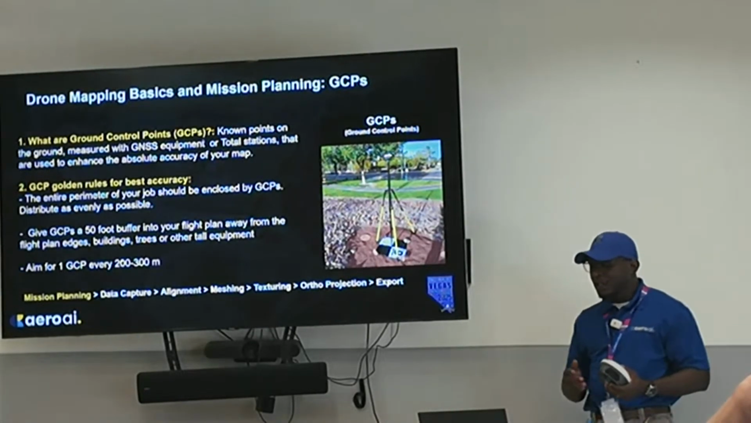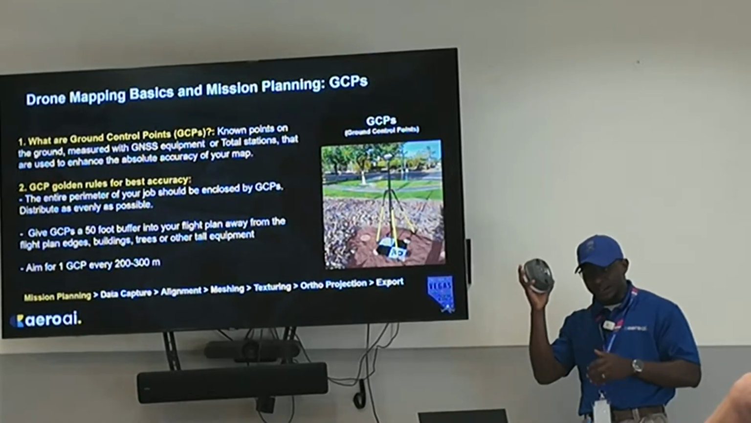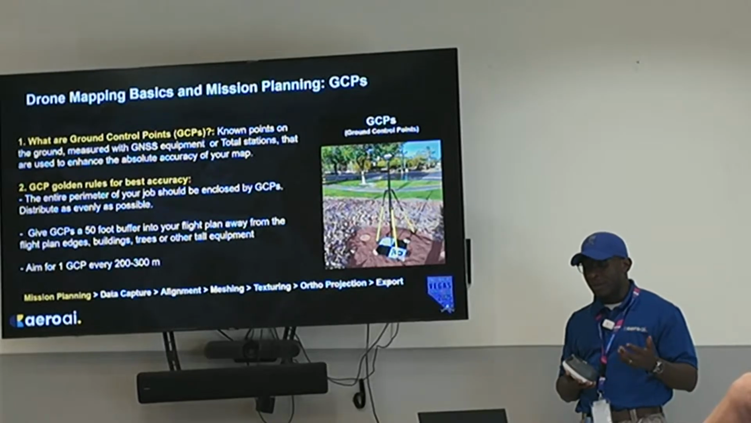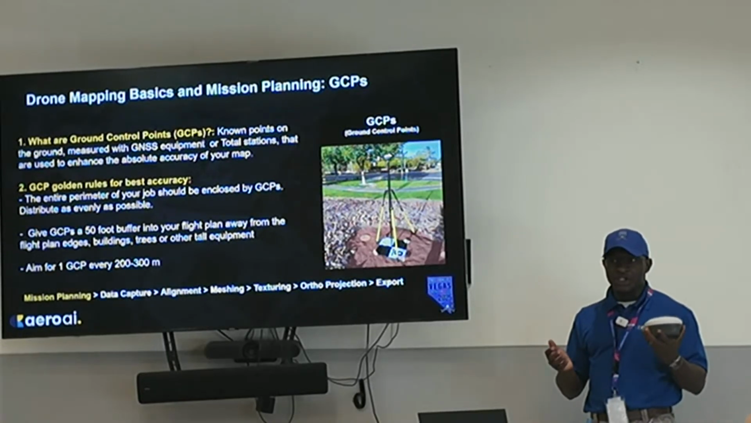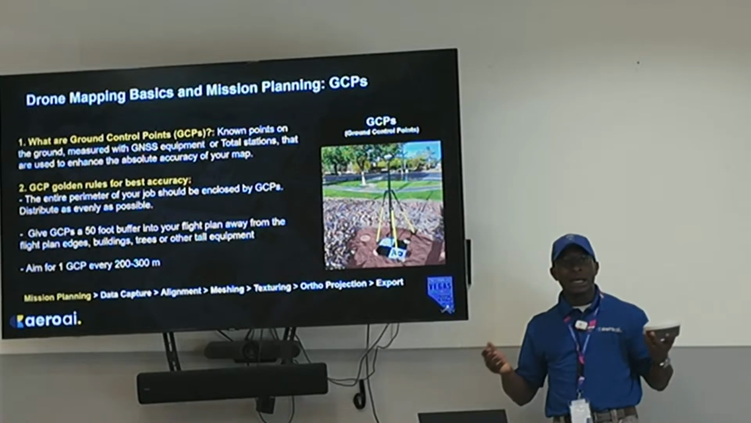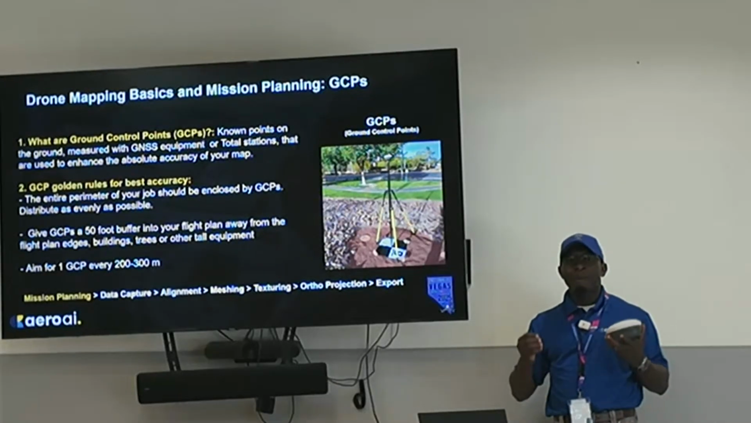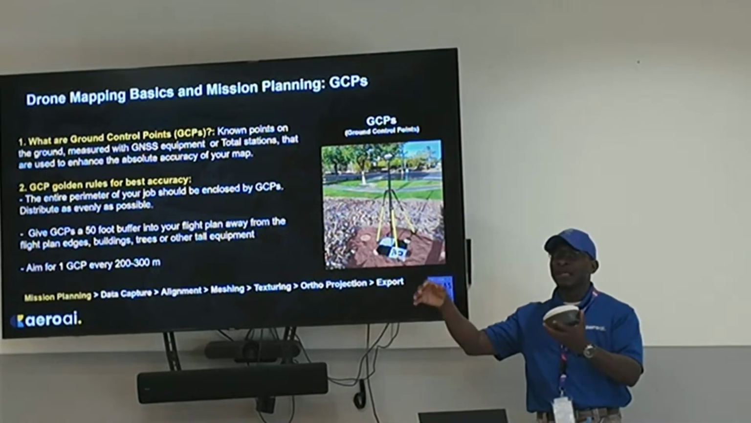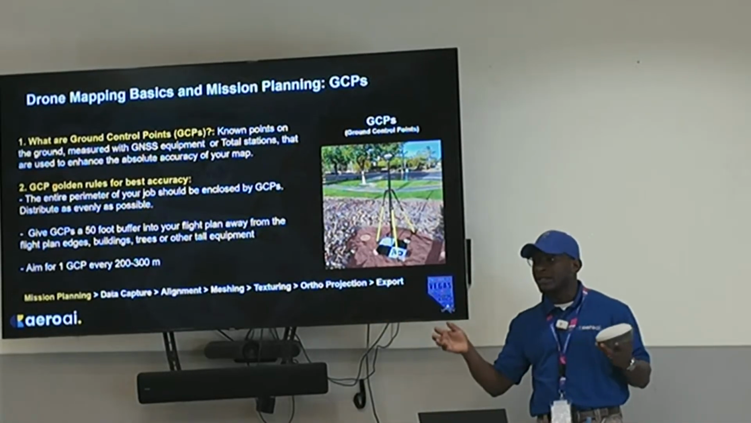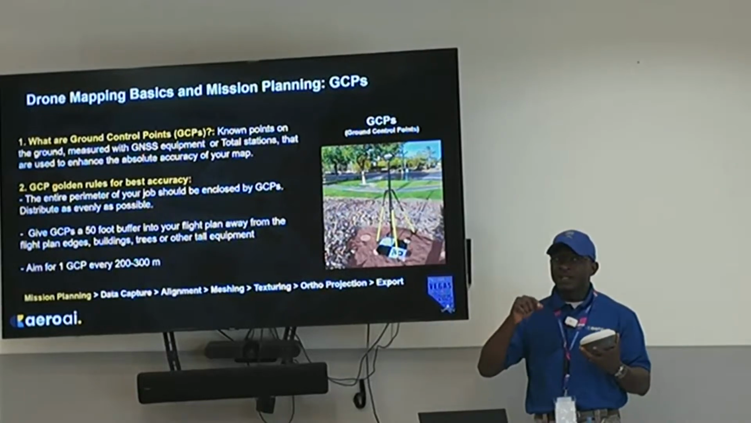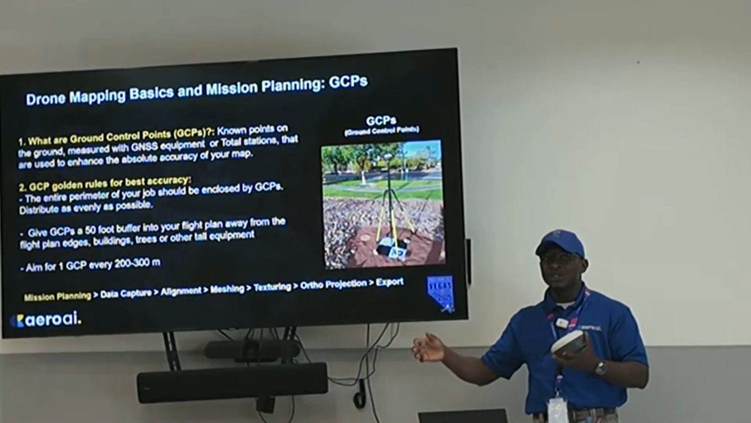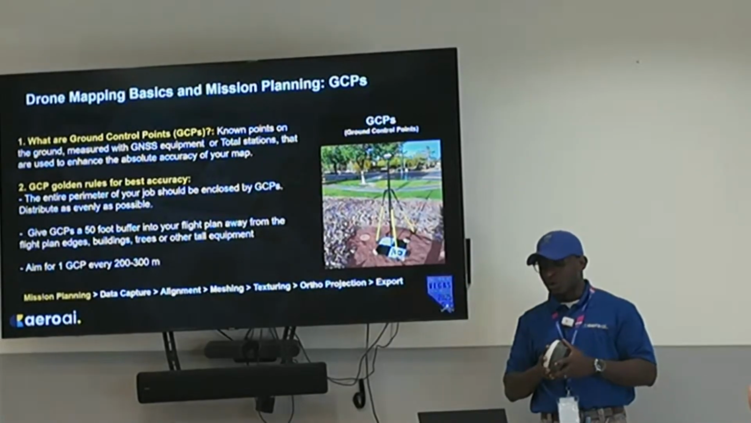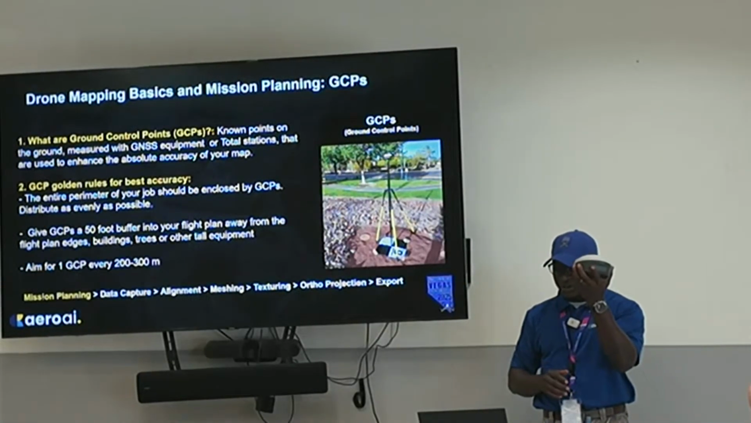What are ground control points? These are known points on the ground measured with the GNSS equipment or total stations that are used to enhance the absolute accuracy of your map. These are the golden rules for GCP, because you say, hey, I have a site, how do I place my ground control points? So this is typically the workflow. Before you fly the drone, the targets have to be placed and the points can be collected then or afterwards. The reason why the targets have to be placed before you fly the drone is obviously the targets have to be seen in the drone images. So you place the targets and you collect the points with this.